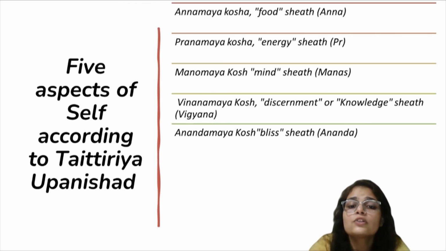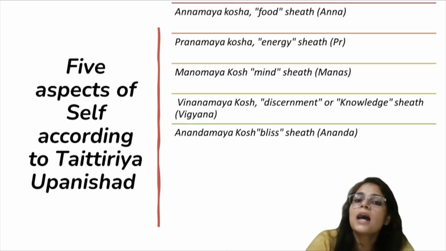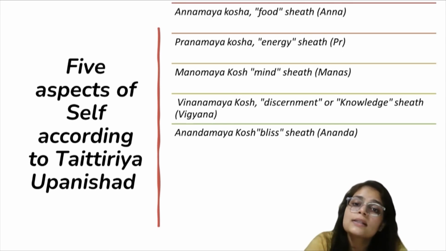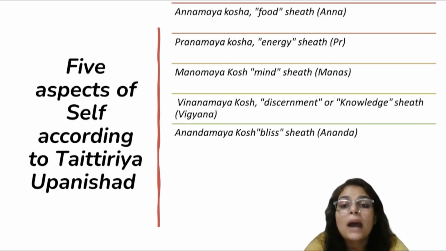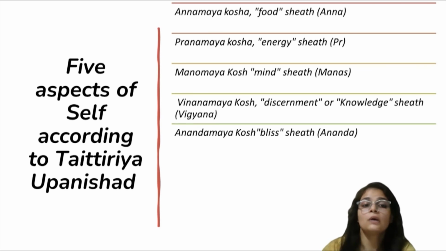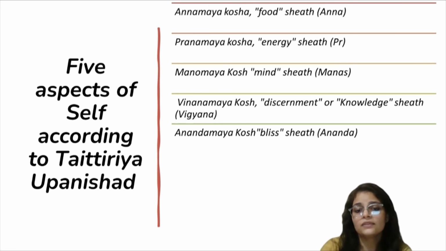Okay, Annamaya Kosh refers to one's physical body, which is fulfilled by food. Next comes Pranamaya Kosh, which is the life inside the body, the energy sheath. Manomaya Kosh is the mind and the processing of thoughts and emotions in the individual, which is the mind sheath. Moving ahead is Vigyanamaya Kosh, which is our intellect and cognition, the knowledge sheath. And Anandamaya Kosh is our innermost layer, which is our bliss sheath. Okay, moving ahead, I hope we are clear with these.